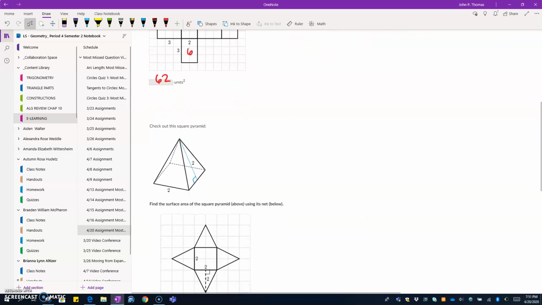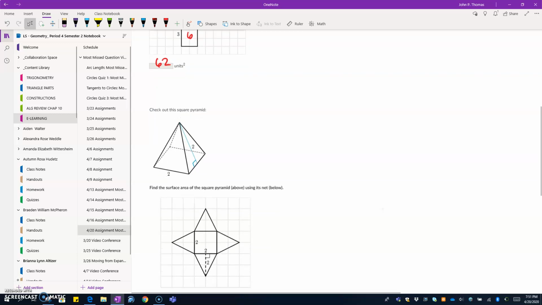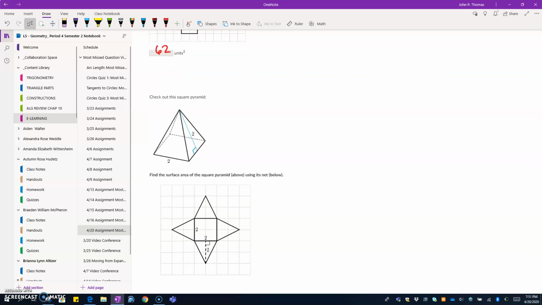Now, if we look at the next one, we've got a square pyramid. So it's a pyramid where the base is square. All right, so when I look at this one, they unfolded it for me, so they created the net. We've got the 2 on the base, so we've got 4 congruent triangles. All right, so I'm going to say 4 times an area of a triangle. And I'm going to go ahead and just do a template for that. All right, and then plus we have the area of the base, which is going to be a square.